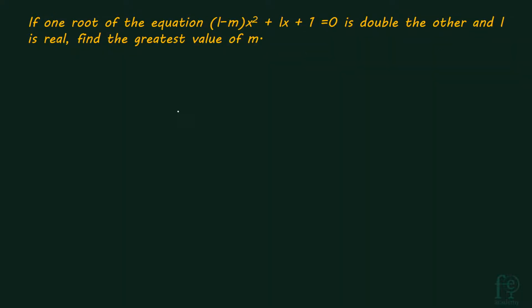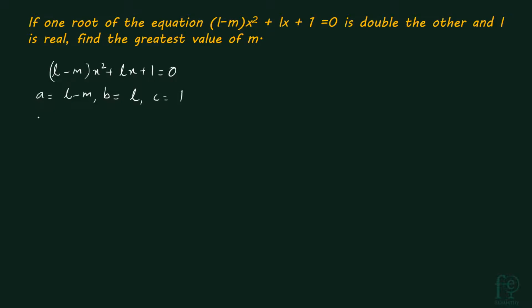Next question. If one root of the equation L minus m into x square plus Lx plus 1 is equal to 0 is double the other and L is real, find the greatest value of m. So what is your given equation? L minus m into x square plus Lx plus 1 is equal to 0. Here it's a question on roots. So first you have to write down what is a, b and c. Our general equation is ax square plus bx plus c is equal to 0. So our a is equal to L minus m, our b is equal to L and our c is equal to 1.